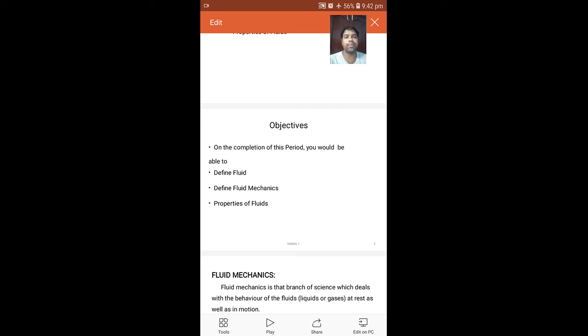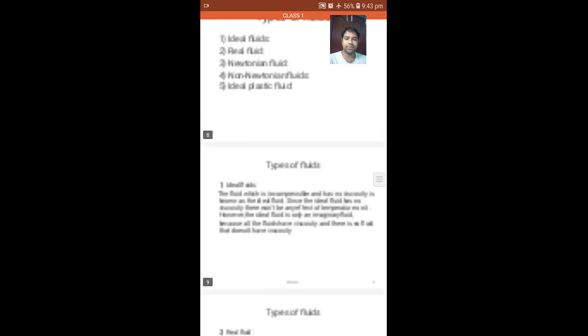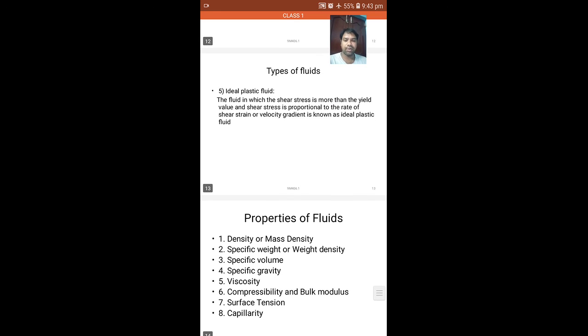We have seen different properties. Mainly we are concentrating on 8 properties. They are density, which is also known as mass density; weight density or specific weight; third, viscosity; fourth, compressibility and bulk modulus; fifth, capillarity; sixth, surface tension; seventh, specific volume; and eighth, specific gravity. These are the main properties of fluids.